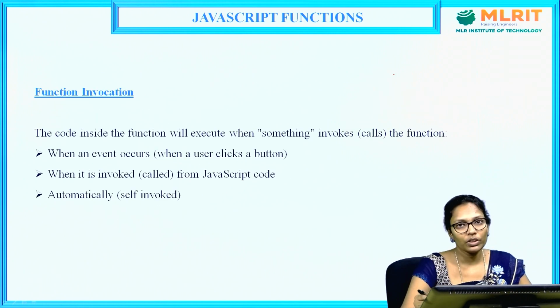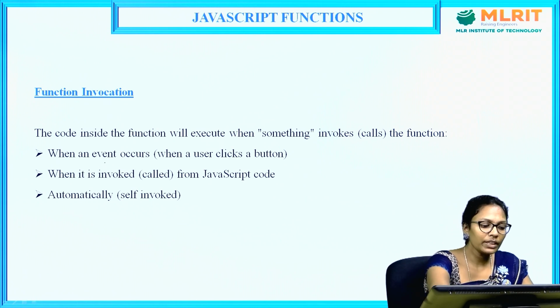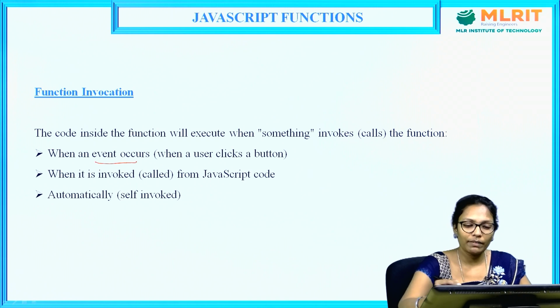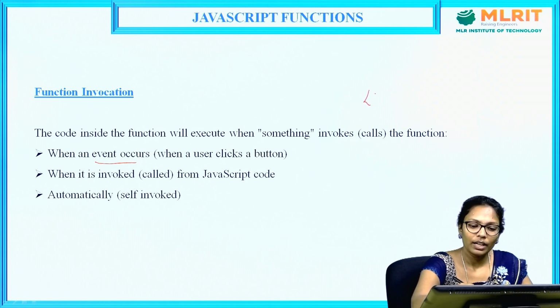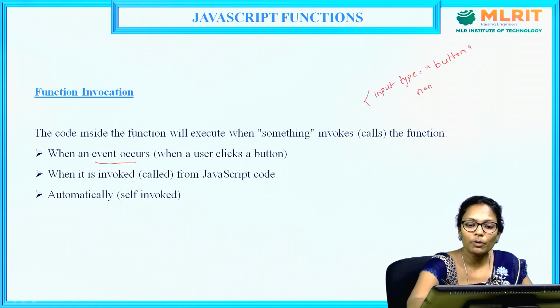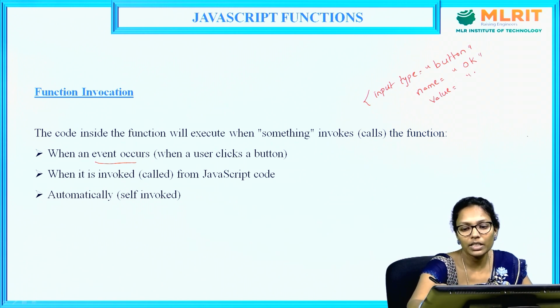So how to invoke the function? In JavaScript, we have different cases. When an event occurs, you can call the function. For example, I have a button. So input type is equal to button. The name of the button is OK, and the value which I want to display on the button is also OK. onclick.